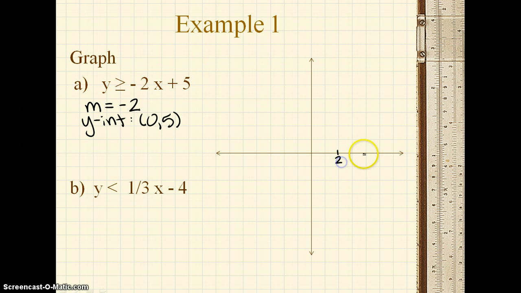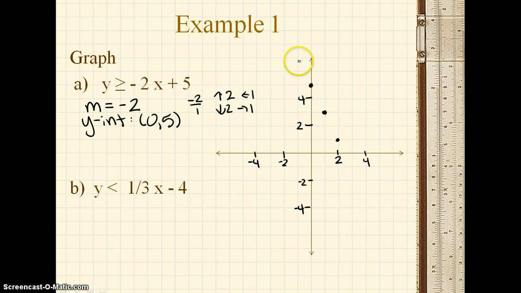I have the axes here, but I haven't labeled anything, so I need to label. Once you've labeled, you can graph the y-intercept at (0, 5). And then you can use the negative 2. So again, negative 2 is negative 2 over 1, and that means that you are going to either go up 2 and to the left 1, or down 2 and to the right 1. So I'm going to go down 2 and to the right 1. I'm going to go ahead and do that twice just to make sure I have enough points.